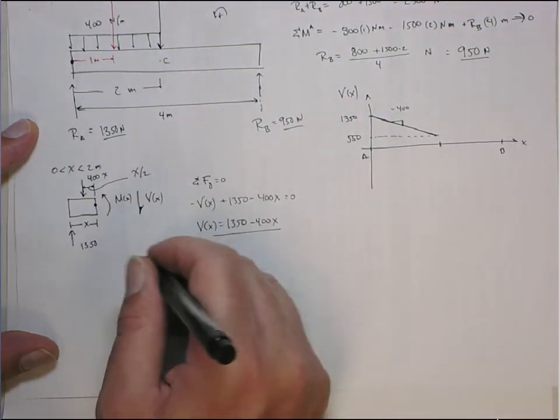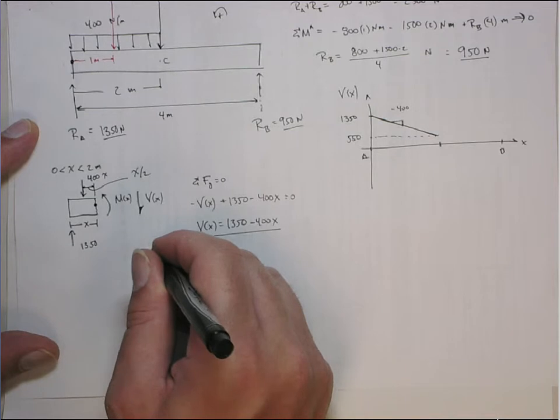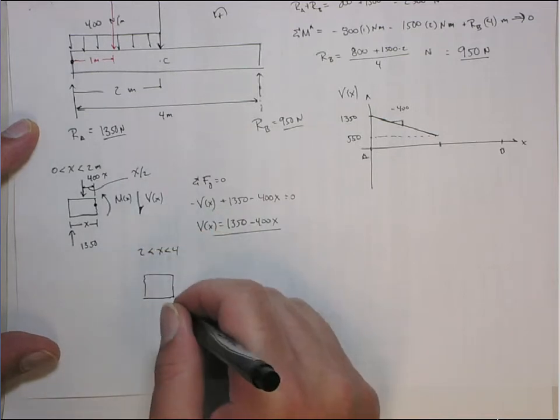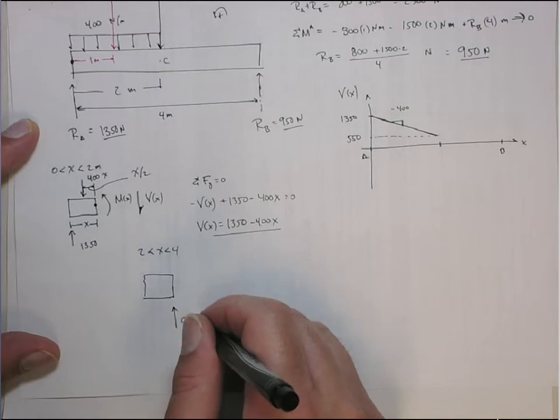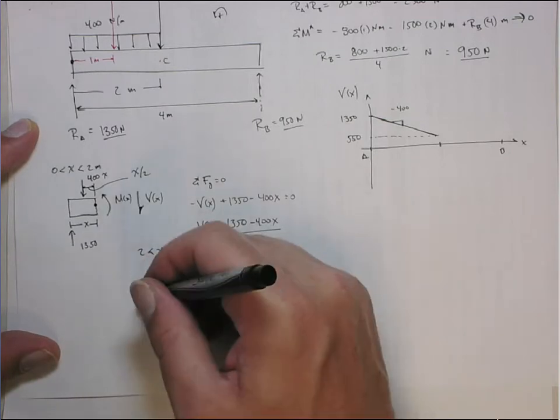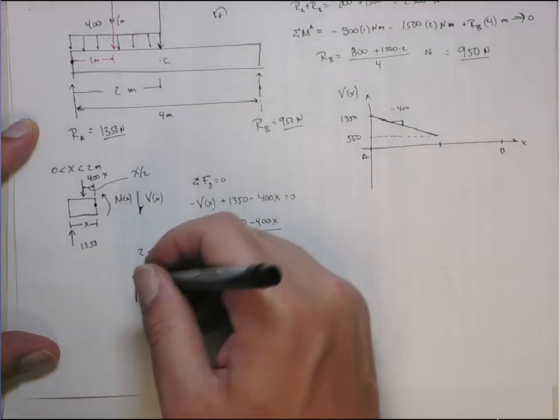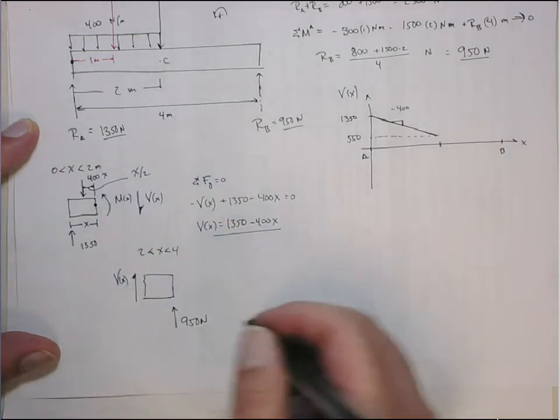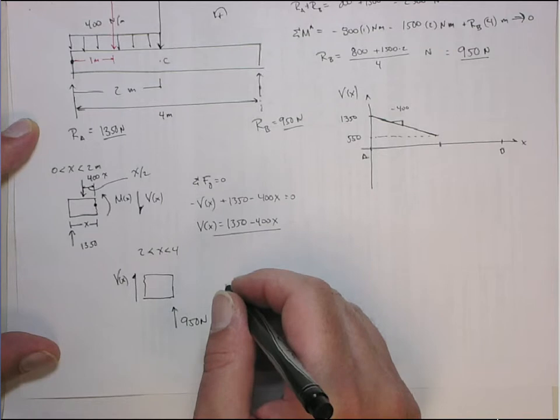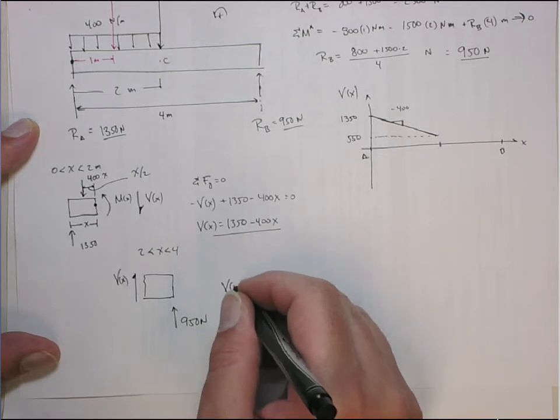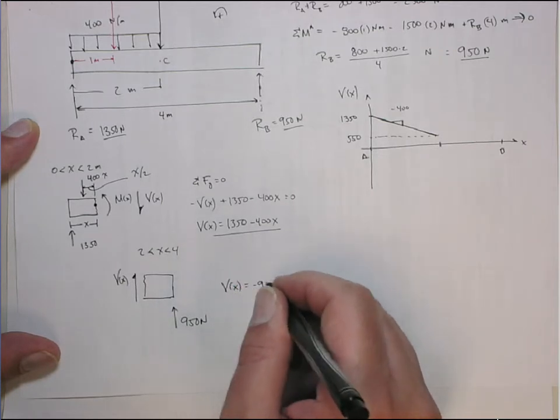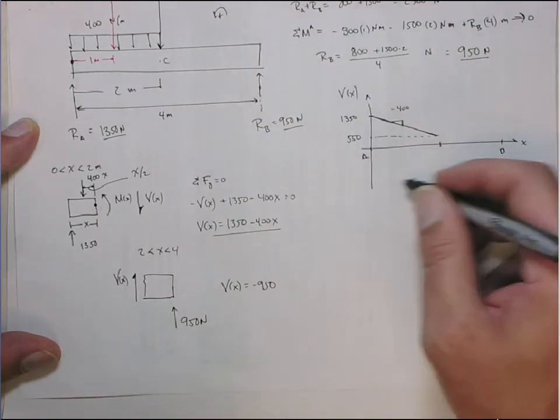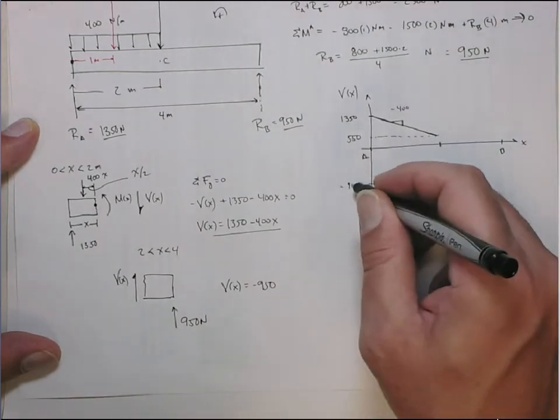this will get us from 2 to 4 meters. The only thing we have acting up is the 950 newtons. Now in this case, it's a negative phase, so the positive sense for the internal shear is up. And so this tells me, from sum of forces, that V of x equals negative 950. So actually that's what you would expect. So down here we'll be at negative 950.